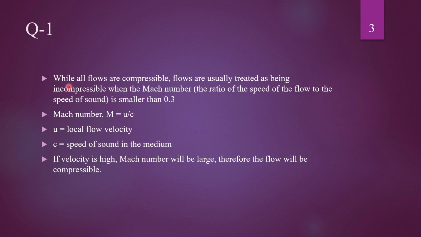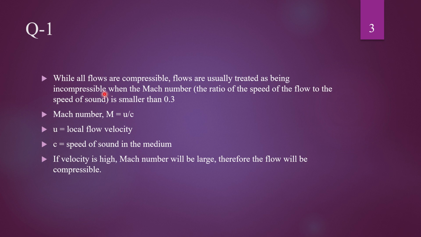While all flows are compressible, flows are usually treated as being incompressible when the Mach number is smaller than 0.3. What is Mach number? Mach number is the ratio of the speed of the flow to the speed of sound. We know the speed of sound in that medium and the speed of the flow. If the speed of the flow is very low, automatically the Mach number would be smaller. When the Mach number is smaller, we consider the flow to be incompressible. When the flow is very slow, the molecules would be moving at a slower speed, so the chances of it being compressible would be very low.